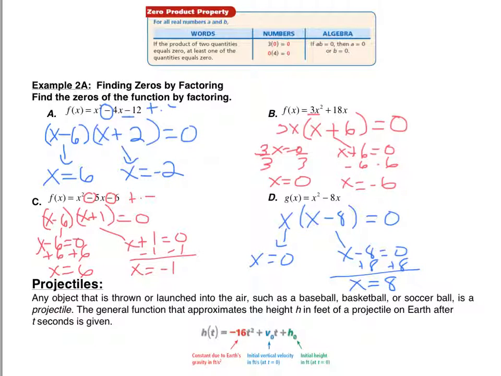And that was the basics of roots and factoring, and take a look at part 2 to look at projectiles and solving.